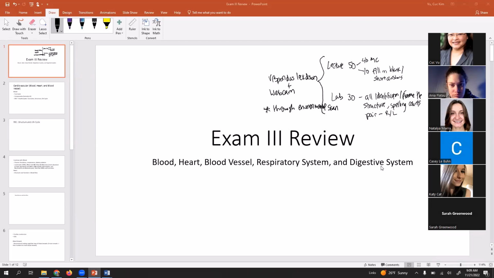So exam 3 will include blood, heart, blood vessels, respiratory, and digestive. Okay, so same thing as it always is. It's not that it's going to focus on one thing, but we have a set number of questions for each one, so that it makes sure that you have questions from each section of each chapter. So make sure you do study whatever we've given you in the lecture and in the scripts. Okay.